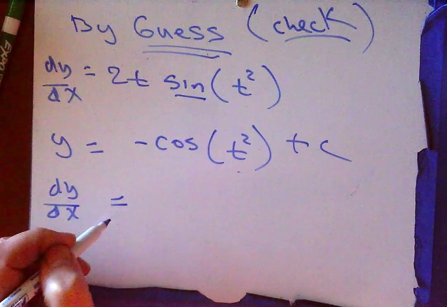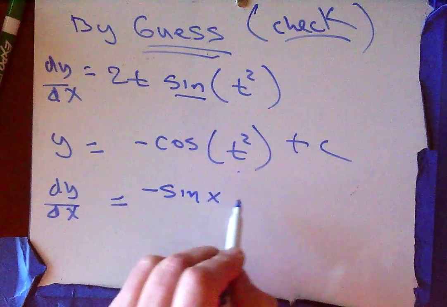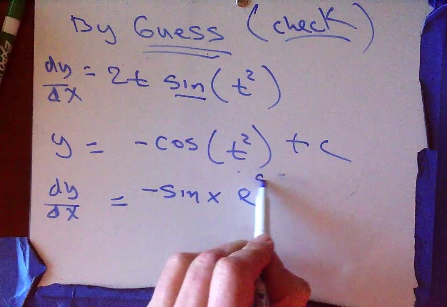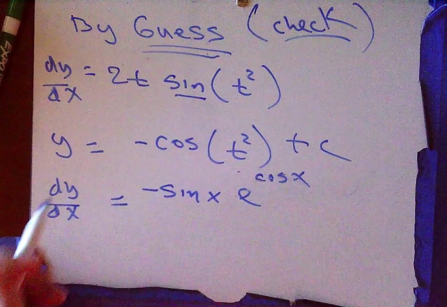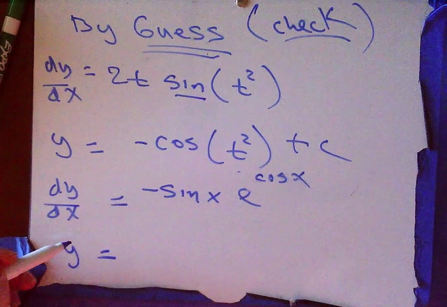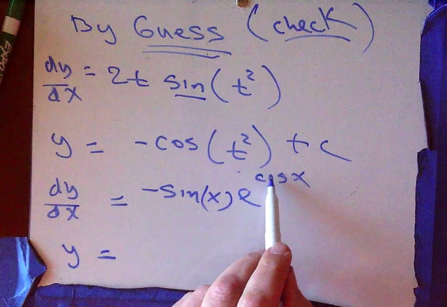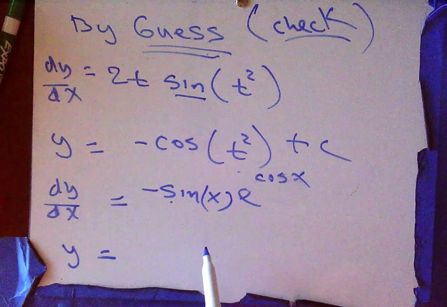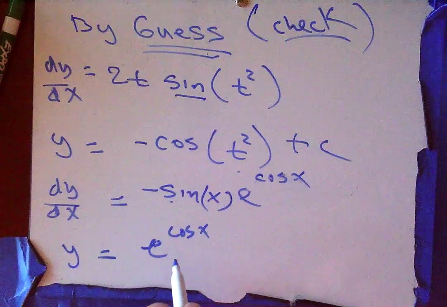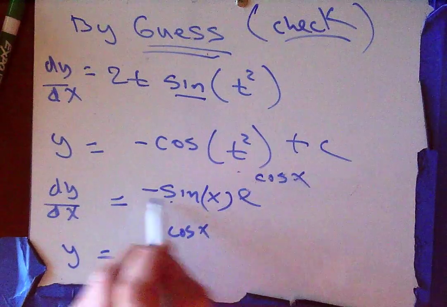So what if we had this one instead? What if we had negative sine x e to the cosine x? Here's our dy dx, and I want to know what y equals. Whose derivative is this? Well, I see that inside function, and I see its derivative over here. So I think I'm just looking at e to the cosine x. If I took the derivative of e to the cosine x, I'd have e to the cosine x times the derivative of the inside function. Don't forget your plus c.